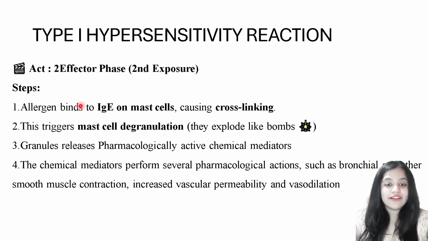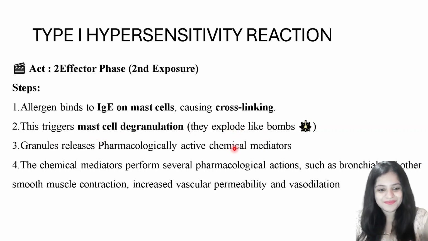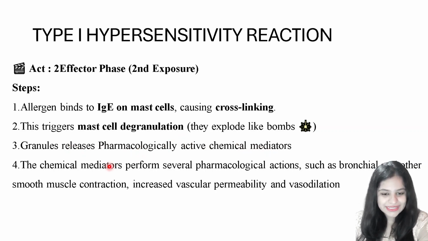Now your effector phase. Allergen binds to the IgE on mast cell and triggers the mast cell degranulation, that is exploding it like a bomb. Now the granules release pharmacologically active chemical mediators. And what do these mediators perform? Pharmacological actions like bronchial and other smooth muscle contraction, increased vascular permeability and vasodilatation.